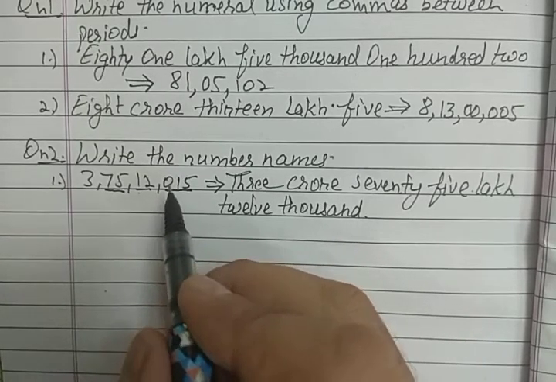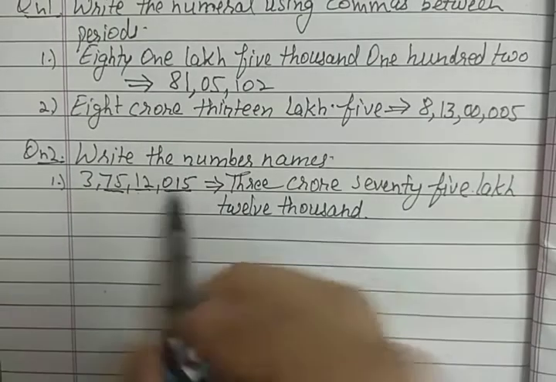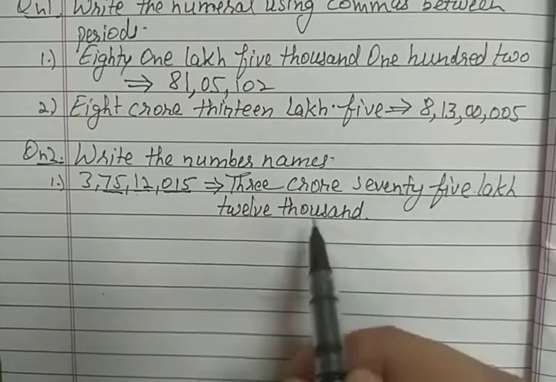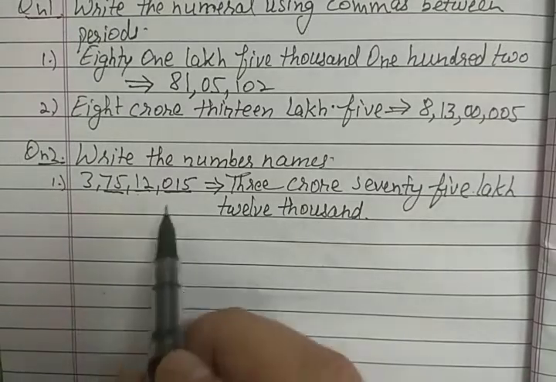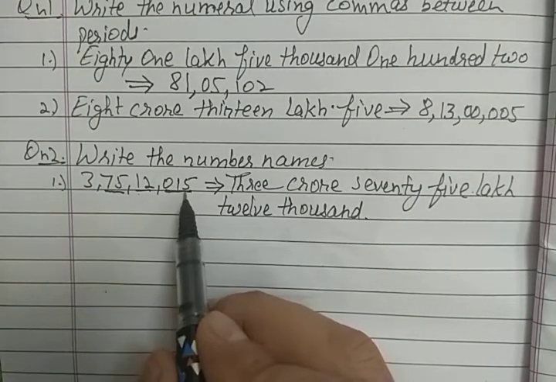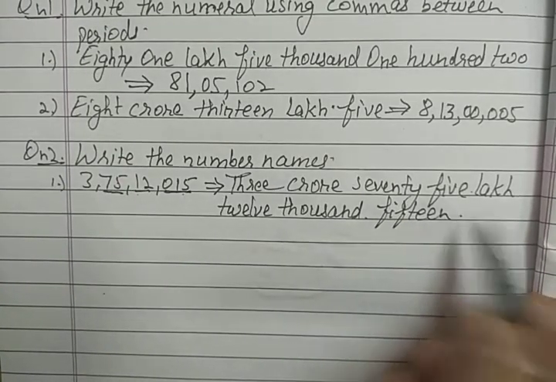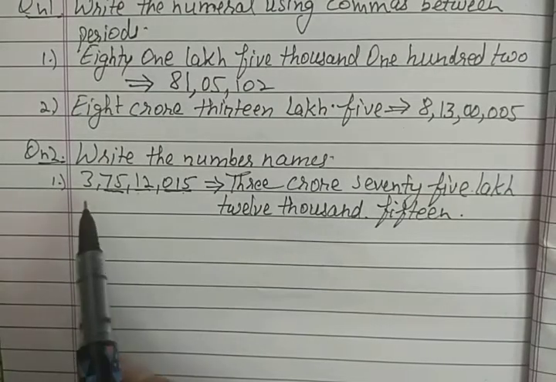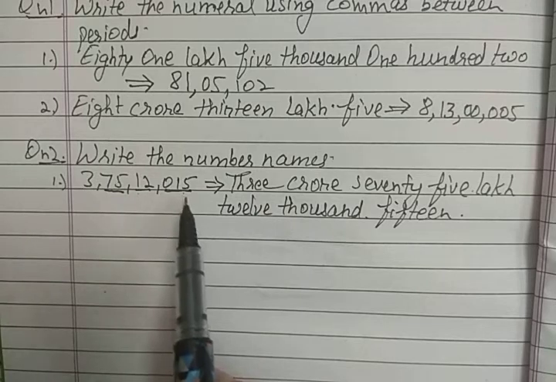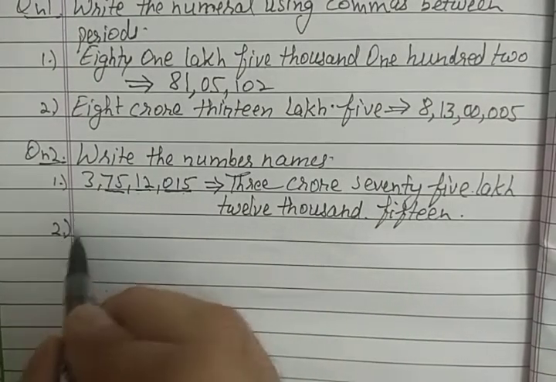And one thing you have to keep in mind is that we do not mention the ones period. The rest of the periods we mentioned: crore, lakh, thousand, but the ones period we do not mention. So 015. How will we read this as 15? So fifteen. So the number is 3 crore 75 lakh 12,015. So this is the number name. Let us take one more example.